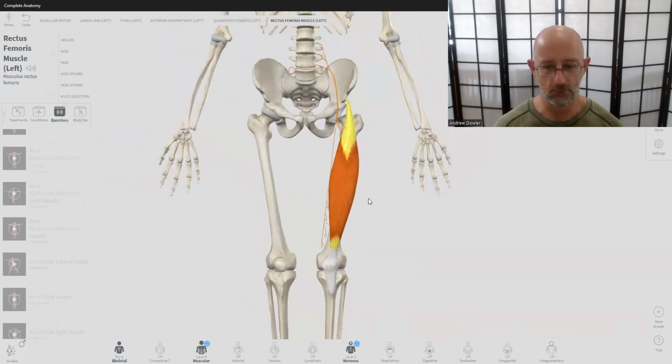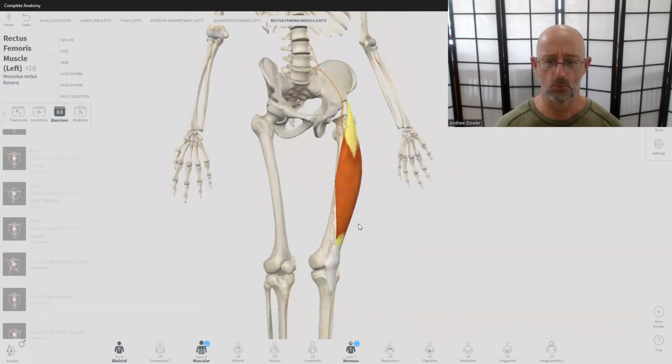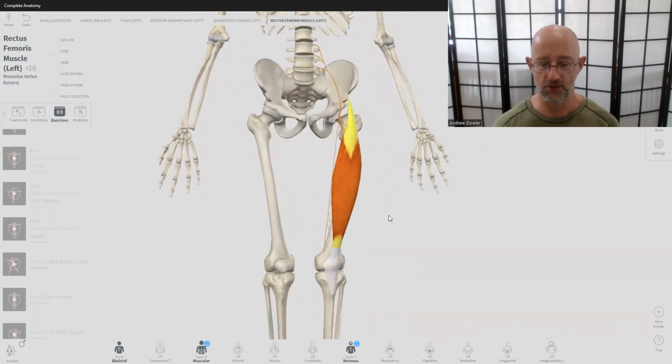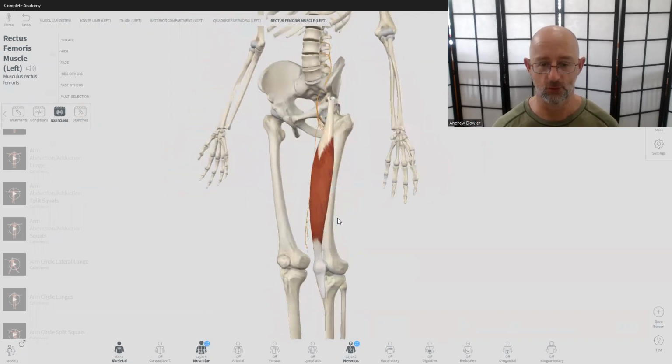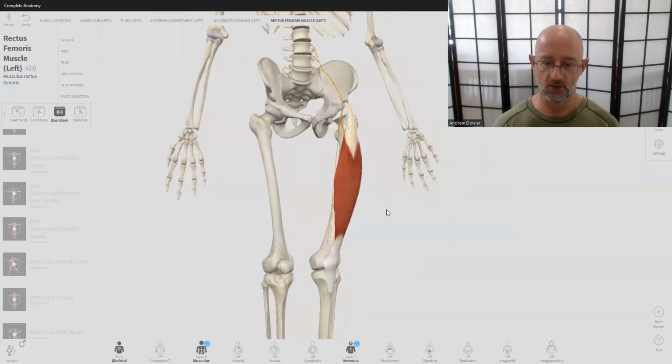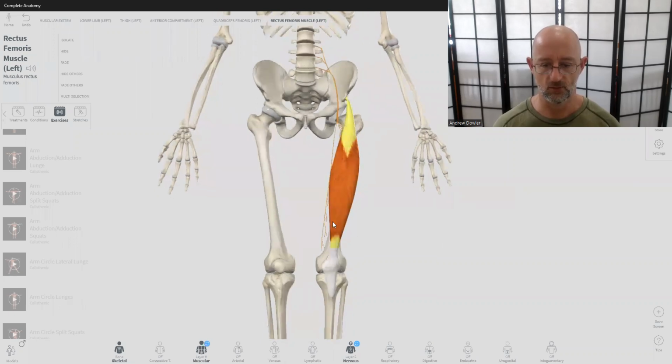So that is our rectus femoris, one of the 4 quad muscles. In the next video, we're going to be looking at the other three muscles as a group. So vastus lateralis, the lateral quad muscle, vastus intermedius, the medial quad muscle, and vastus medialis oblique, which is the big teardrop-shaped muscle here that you'll see.